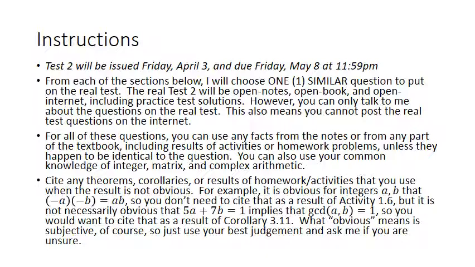I would like you to cite any theorems, corollaries, or results of homework or activities that you use when the result is not obvious. Of course that's subjective, but just for example, it's obvious that for integers a and b, negative a times negative b is ab. So that would be something that you don't need to cite, although you could cite it. It's a result of activity 1.6. On the other hand, something I would think is not obvious is that 5a plus 7b equals 1 implies that the greatest common divisor of a and b is 1. So you would want to cite that as a result of corollary 3.11. And like I said, that's subjective, so just use your judgment, and you can ask me if you're not sure about what you should cite or not cite.